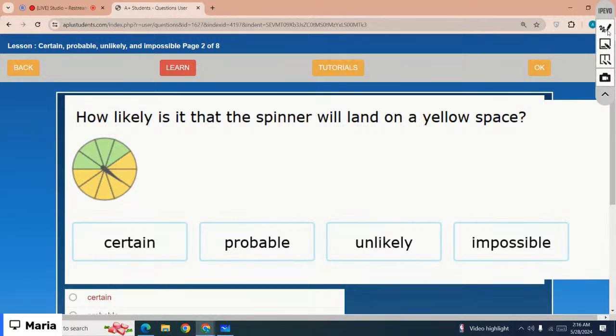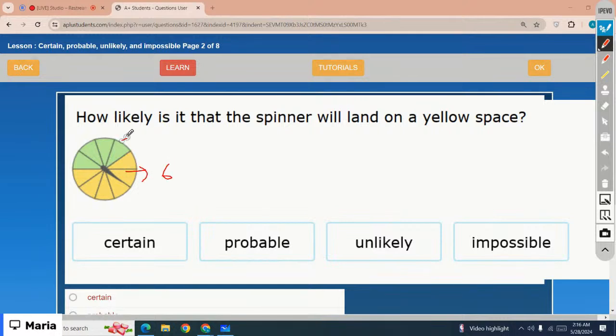The yellow portions are six and the green portions are four. So yes, that means it will land on yellow because more portions are yellow. So probably it will land on yellow. The correct option is probable. Very good.